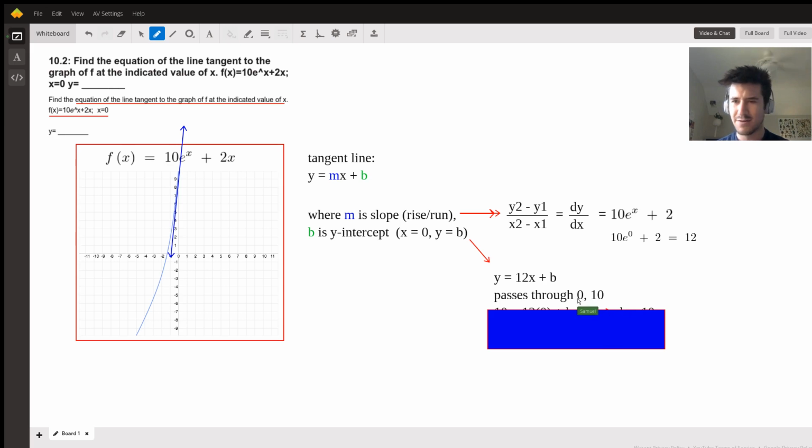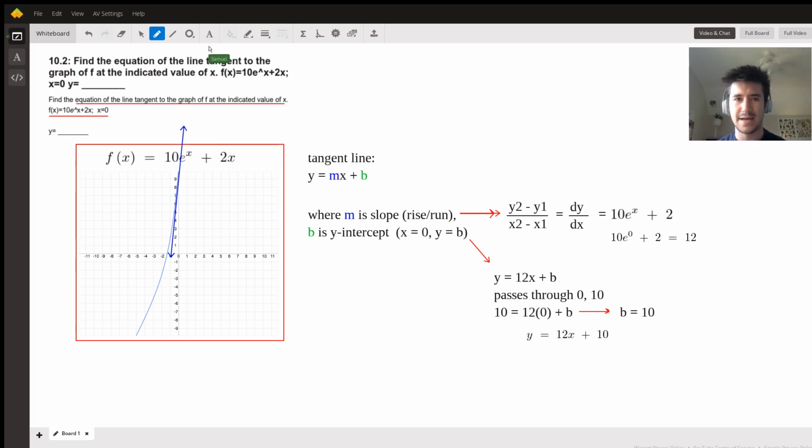That's because if I plug 0 in for x, I get 10 times e to the 0, which is 10, plus 0 is 10. And that needs to be the point that my line is passing through, because they need to intersect at that point. Then I can say that 10, our y value, equals 12 times 0, the x value, plus b. So b must be 10. When you put it all together, you get y equals 12x plus 10.